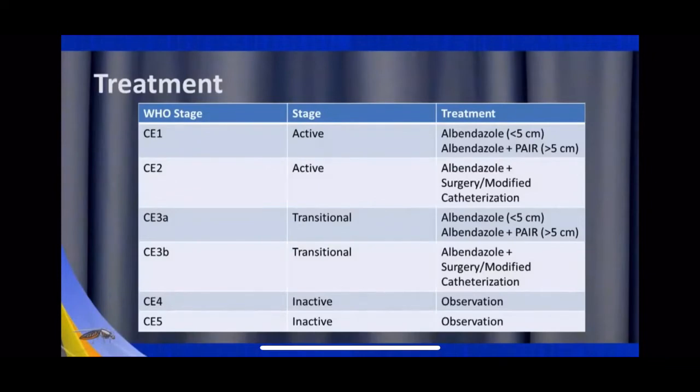Albendazole is dosed 10 to 15 milligrams per kilogram per day in 2 divided doses for 1 to 6 months depending on treatment response. PAIR is a percutaneous intervention where the cyst is punctured under ultrasound or CT guidance, its contents aspirated, then injected with a protoscolicidal agent such as 30% saline or 95% ethanol, and reaspirated.